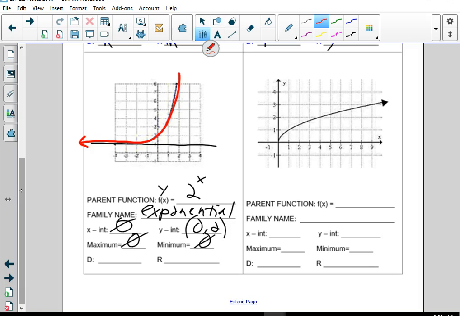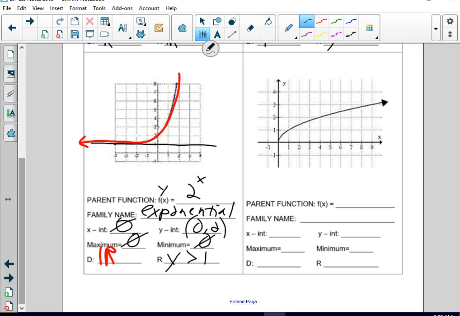It's not. So the domain, left and right, forever, right? Okay. Range, what is it never going to hit? 1. So is it less than or greater than 1? And notice, we don't put or equal, do we? Because it's never going to hit 1.